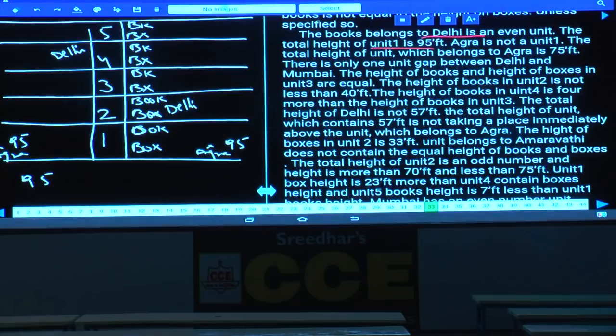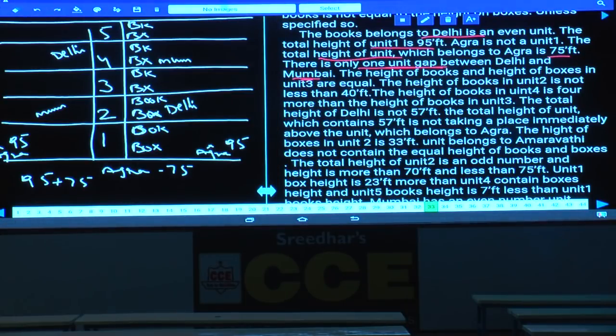And the total height of the unit which belongs to Agra is 75. Now this Agra is how much? Agra is 75. Hence now we have one more, that is Agra, 75. There is only 1 unit gap between Delhi and Mumbai. As Delhi is here, this 4th box must be Mumbai, as Delhi is here, and the second box must be Mumbai, isn't it? And there is 1 unit gap between Delhi and Mumbai.